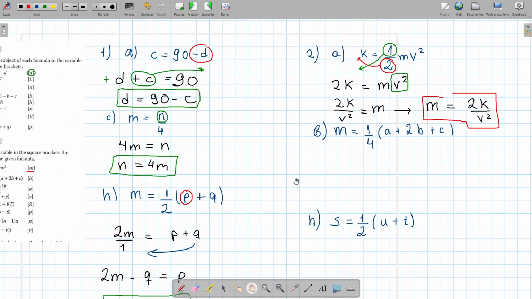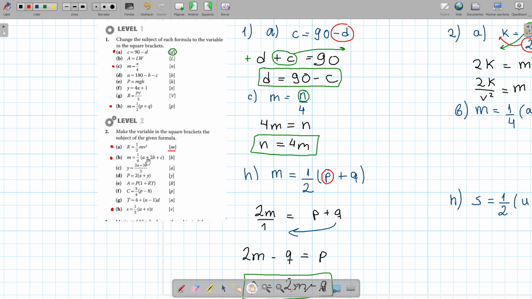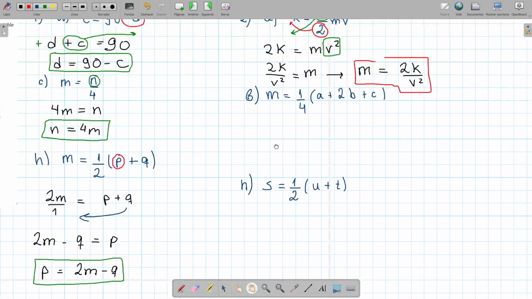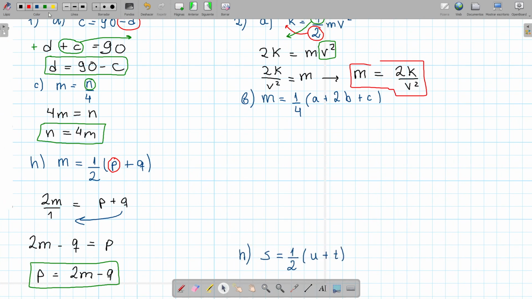For the next one, as you can see, we have m equal to a quarter multiplied by a plus 2b plus c. We want to make b alone. We have to solve for b. So the operation, remember, that this fraction is doing is multiplying everything by 1 and dividing everything by 4. So this 4 will go up multiplying for m, and this one will go down here dividing. And we have a plus 2b plus c. Now as you can see, we can erase the parentheses.